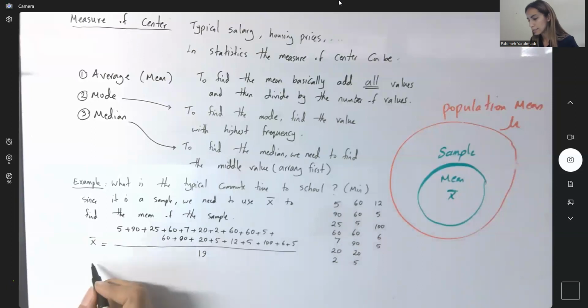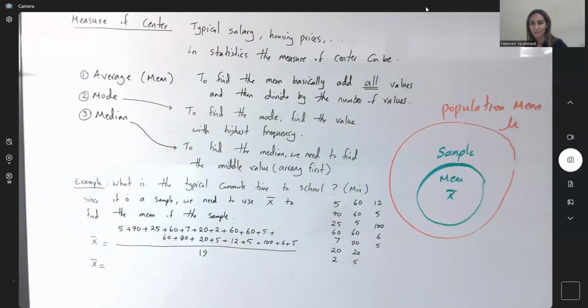It gives me a typical value. What is this number? Very good. So if you do the computation, you see it is about 33.5. About 33 minutes. So if somebody asks you, hey, what is the typical or average commute time for your school? You're going to say that it is 33 minutes.